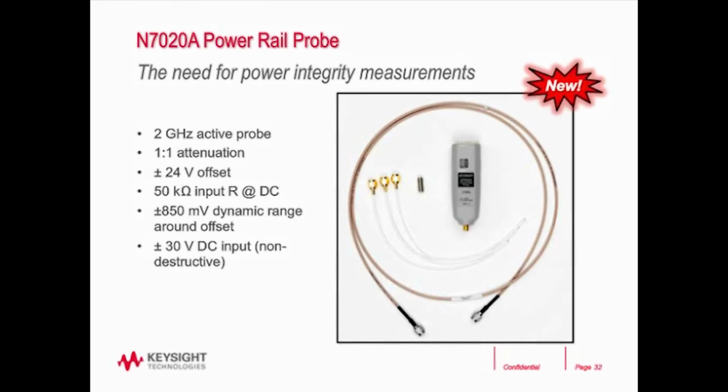And it also has plus and minus 24 volts offset. So you can measure the DC component, the AC component, and slow drift all at the same time and without losing anything. Now here we show an example.